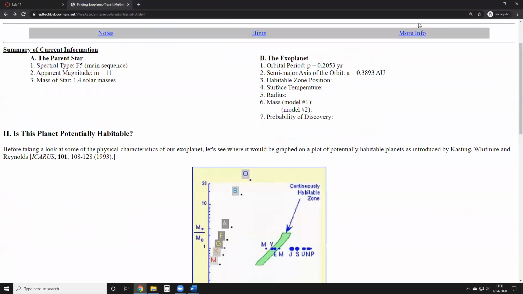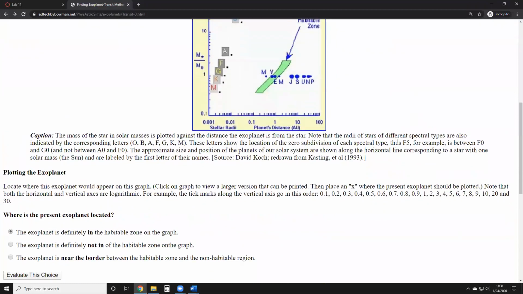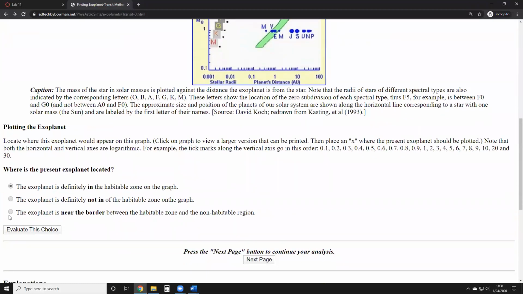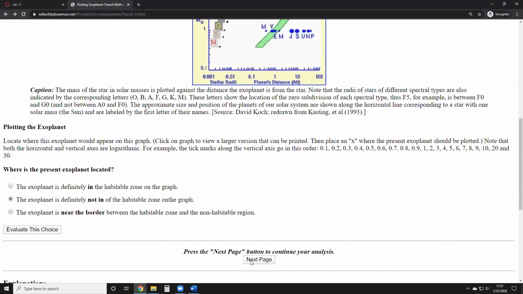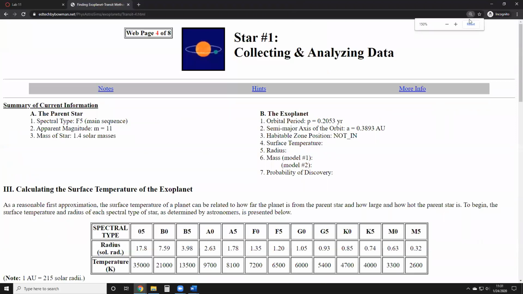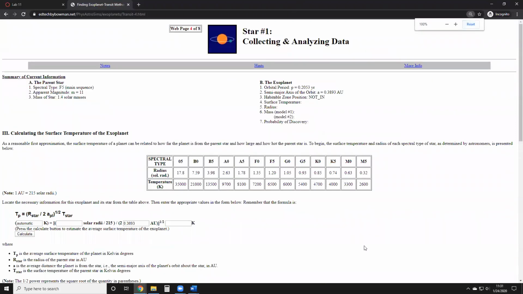Okay. So again, this program's not going to allow you to click the wrong answer. If I tell them that I really wasn't sure, it's going to tell me to go back and look again. Okay. So our exoplanet was definitely not in the habitable zone. Tells me what a good job I did. Okay. Hit the next button. I'm going to make this small again so we can see it.